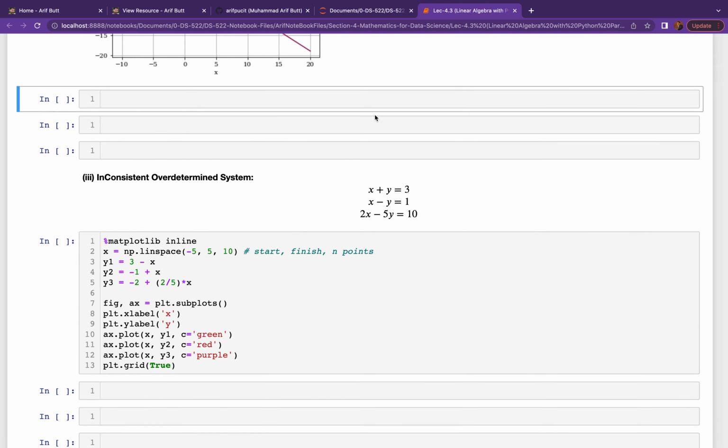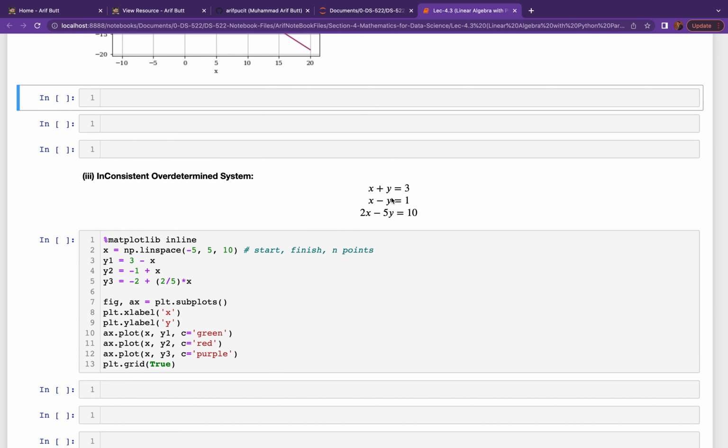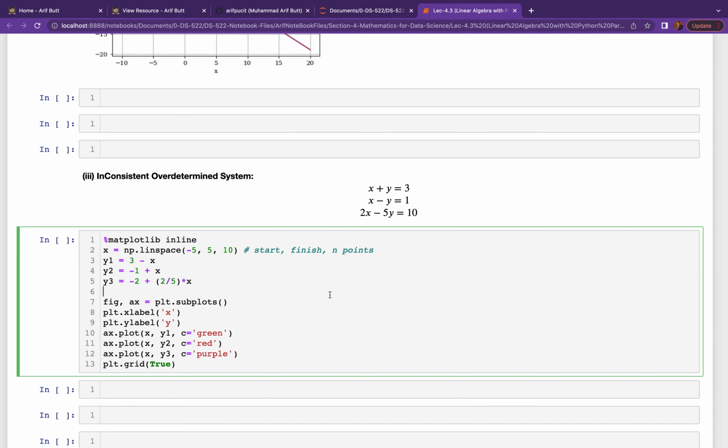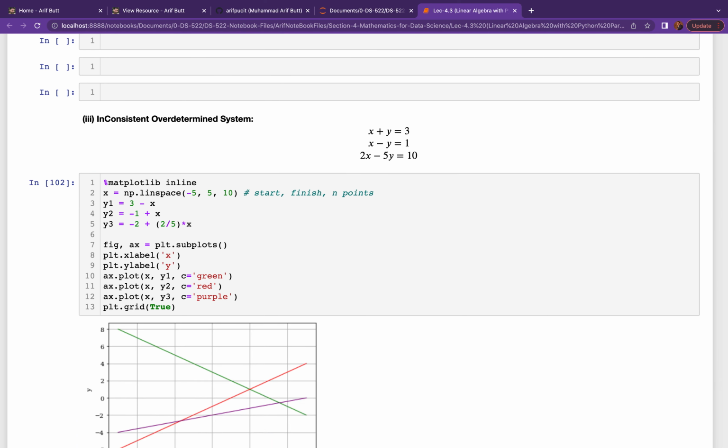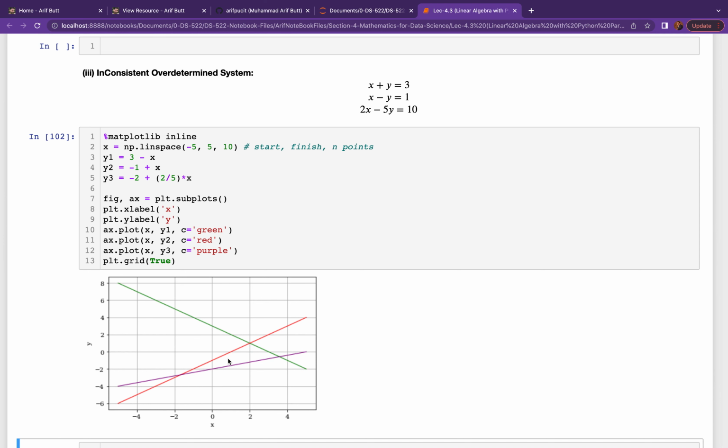And finally, these three equations are an example of an inconsistent overdetermined system. If we plot them, you see the three lines intersect at three different points. So there is no solution. So this is an inconsistent overdetermined system. I hope the overdetermined systems are clear to you.